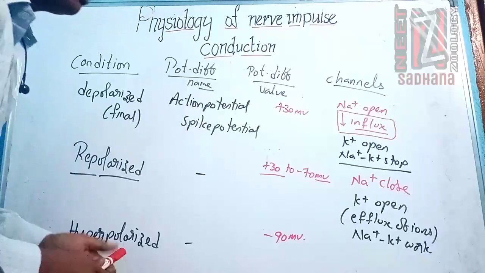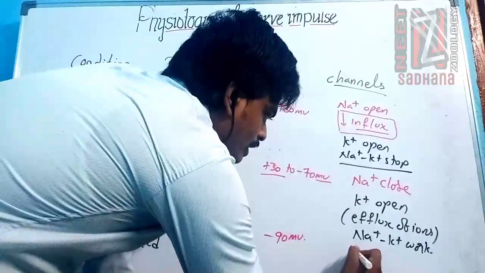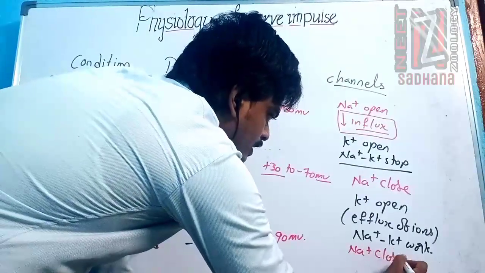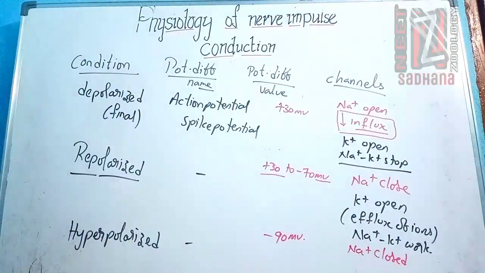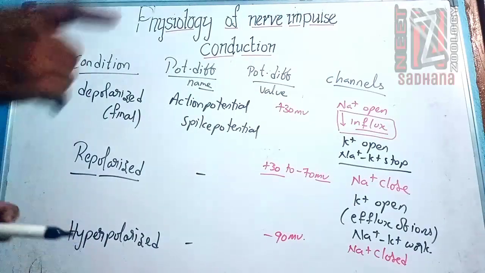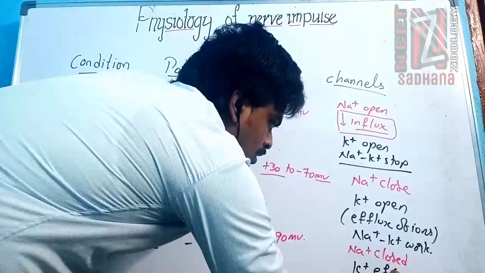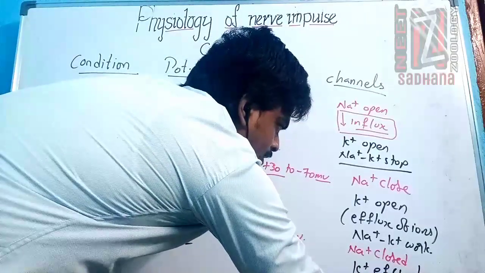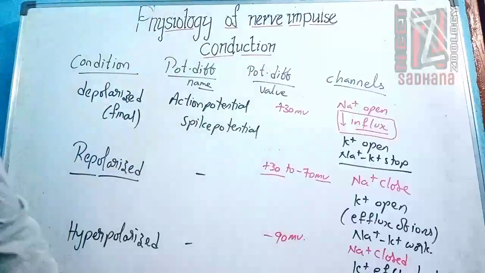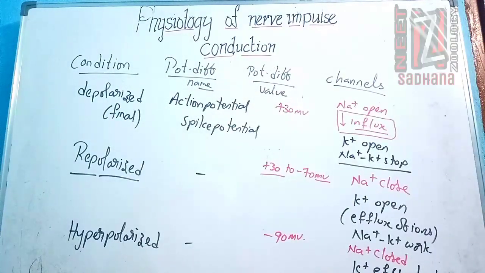So Na plus will be kept closed. There is no change in that point. But the potassium ions have gone out more than the limit. So potassium efflux is the highest. So we have the highest potassium efflux in this condition.